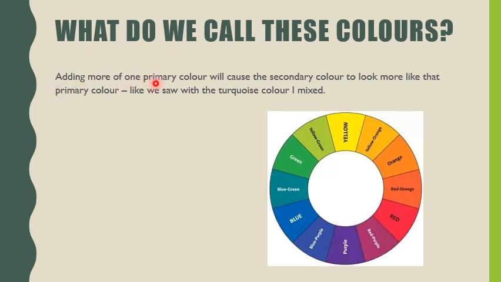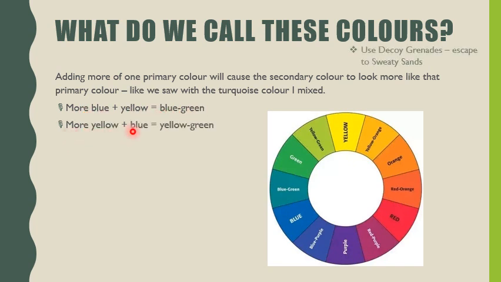We know if we add more of one primary colour, the secondary colour will look more like that primary colour we've added more of. So we saw that in the previous video where I added more blue. So I said it was like a turquoise colour. We were trying to make green, we used yellow and blue, but there was more blue, so we call it blue-green. So we can see if there's more blue than yellow, it's blue-green.